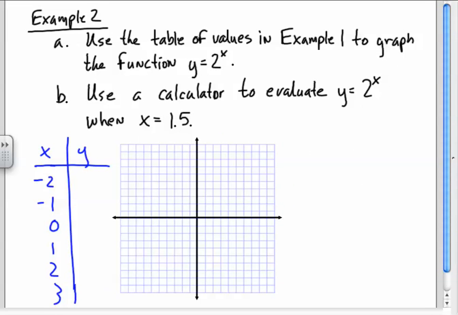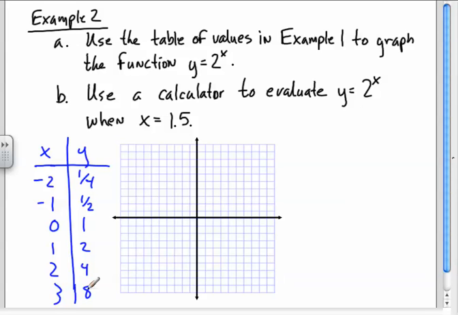Now I just happen to remember this from writing it, so I'm going to write it down here. That's going to be 1/4, right? And then it was 1/2, and then 2 to the 0 is 1, and 2 to the first is 2, 2 squared is 4, and 2 cubed is 8. Okay, so there's the table of values that we got from example 1. Now, what they want us to do is graph it.